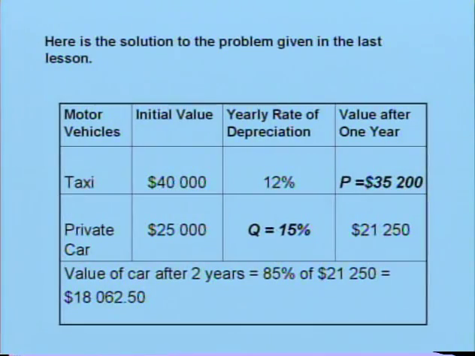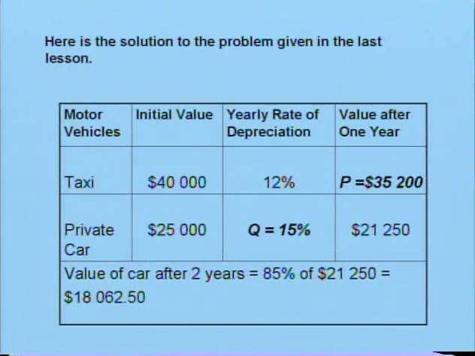The initial value is $25,000. The value after 1 year is $21,250. You subtract $21,250 from the initial value, $25,000. That answer is calculated by putting that difference over $25,000 and multiplying by 100. That will give us 15% as the value for Q.